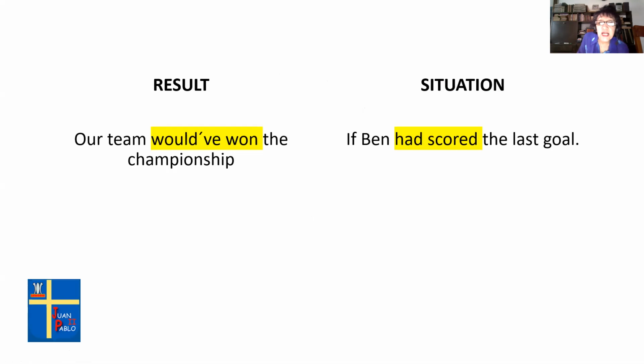The result, we can also start with the result clause. That means we can invert the order of the two clauses and start with the result and the if clause at the end. Our team would have won the championship if Ben had scored the last goal. Just pay attention that when we start with the result clause, we don't have the comma here. We only have the comma if the if clause goes at the beginning of the sentence.